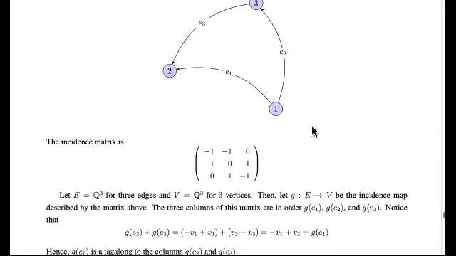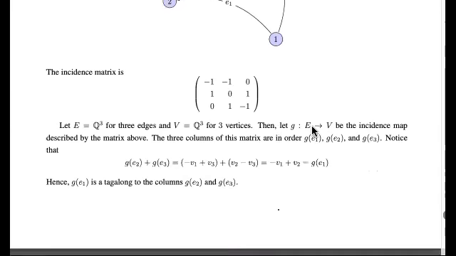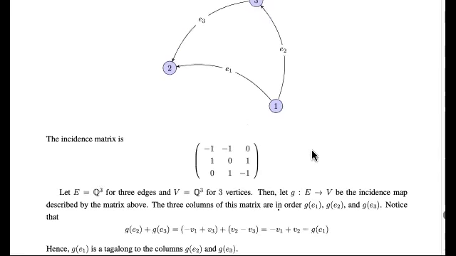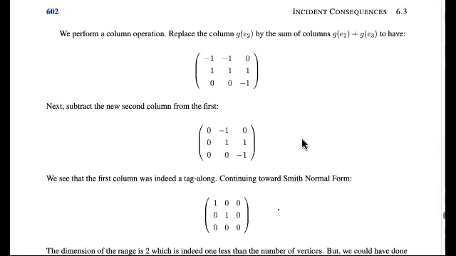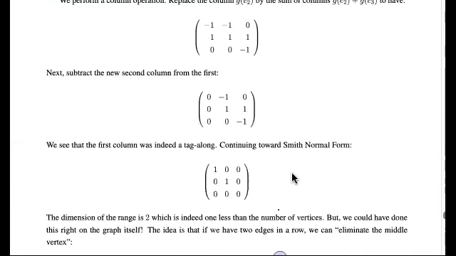So if you get rid of that by making a 0 column, you've actually got rid of an edge and you made a tree. So when we're finding Smith normal form, we're actually working toward having a tree.